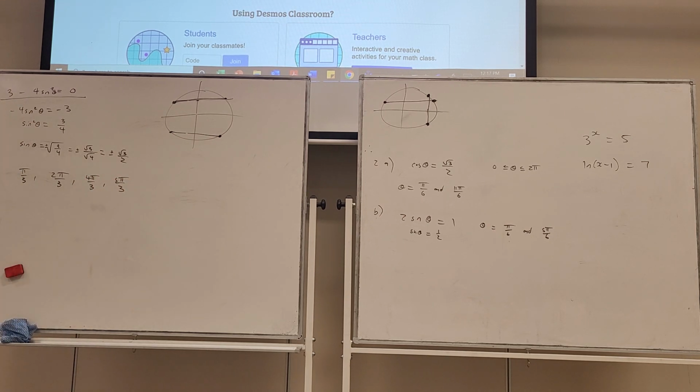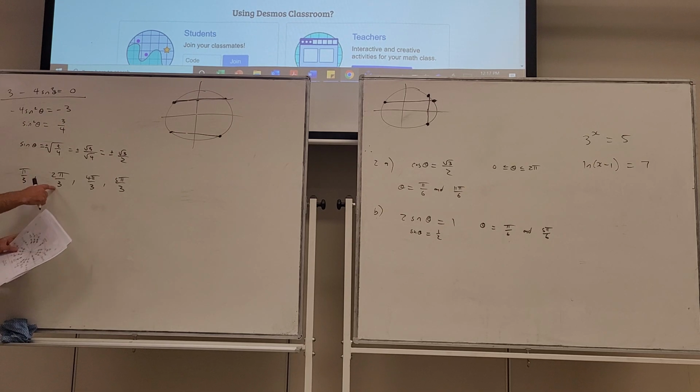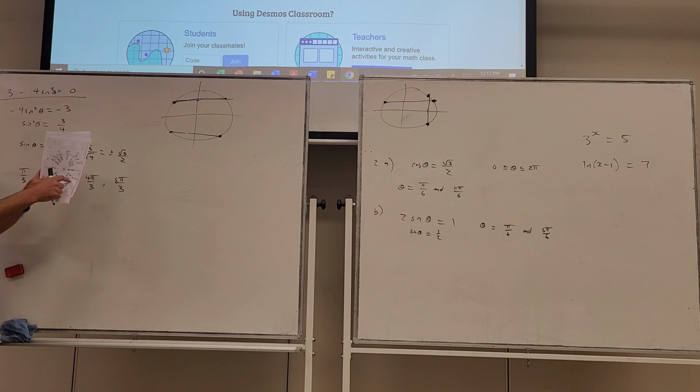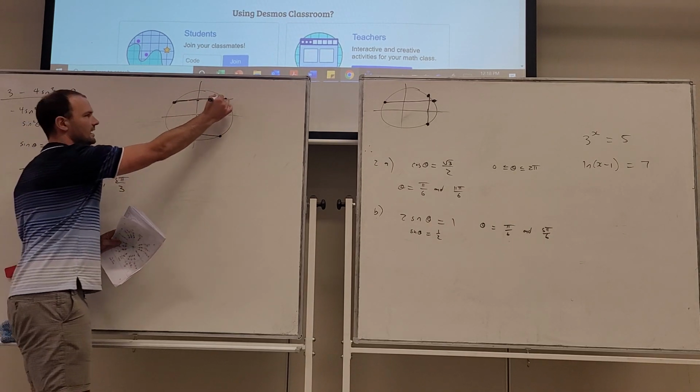Now, those would be the solutions within one revolution of the unit circle. But I've said here, let's not restrict the domain. Let's find all possible solutions. So when we're asked to find all solutions, what we need to say is, these are going to keep reoccurring, because if you keep going around the unit circle, they're in the same position. Look at the first one, it's here.